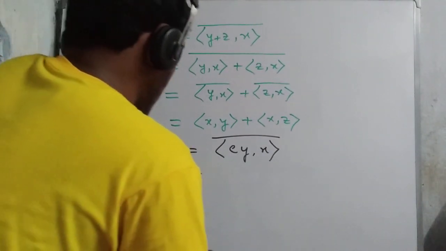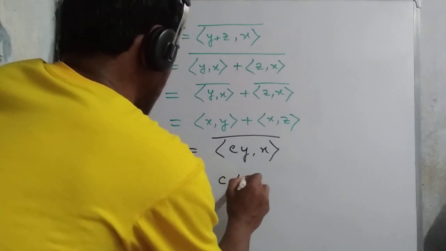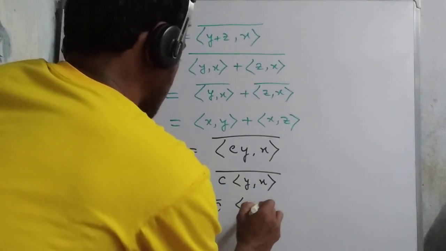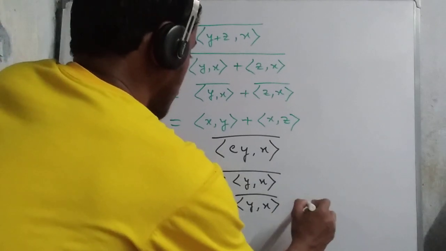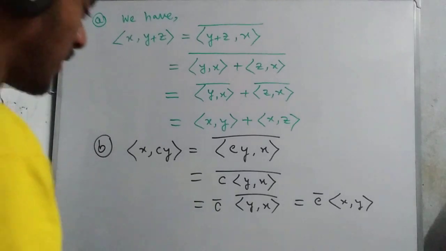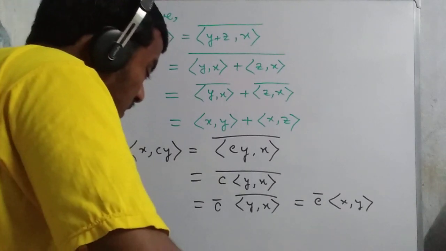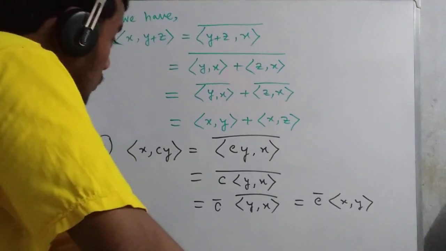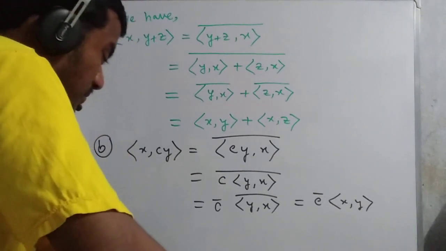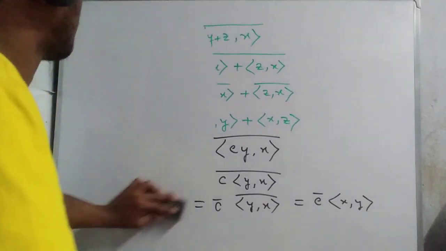That means what we do here: if this one happens, then <cy, x> conjugate equals c conjugate <y, x> conjugate, equal to what? c conjugate <x, y>. Understood? Not a problem at all. This one is too easy to do. And in this way we also discuss those ones. It is that portion, and we go on to further discussion.